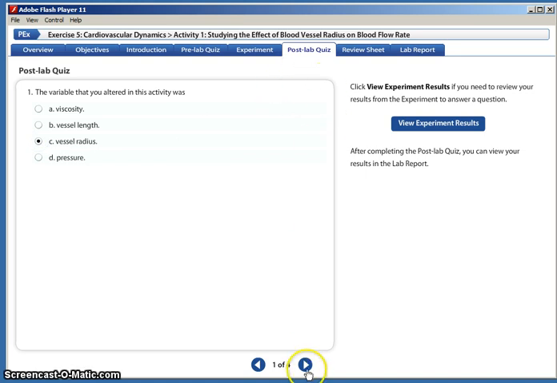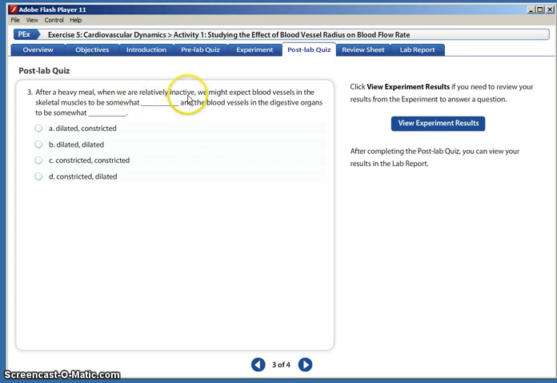These are your post quiz, and again, they don't count, but vessel radius and fluid flow. So the size of the radius and fluid flow. As we increase the radius, we increase blood flow. So they have to be direct, not inverse, and they're not linear, but they are directly proportional. After a heavy meal, when we are relatively inactive, we might expect blood vessels in the skeletal muscle to be somewhat constricted, and blood vessels in the digestive system to be somewhat dilated, again, because more flow needs to be going there.